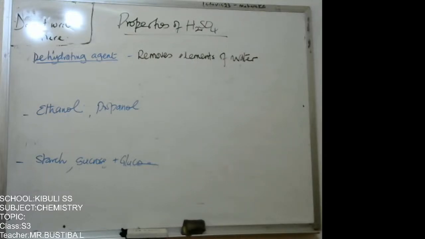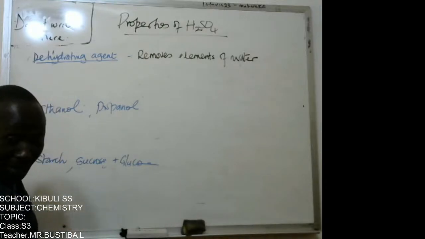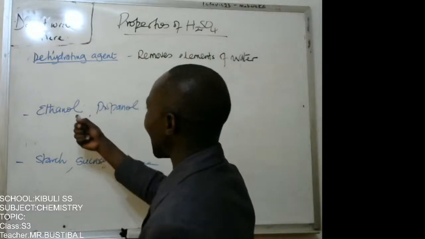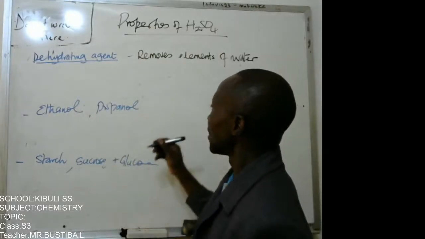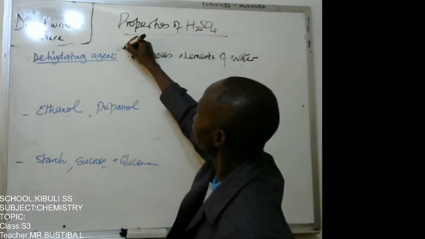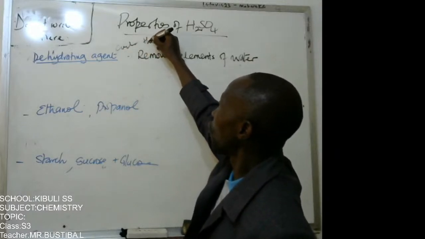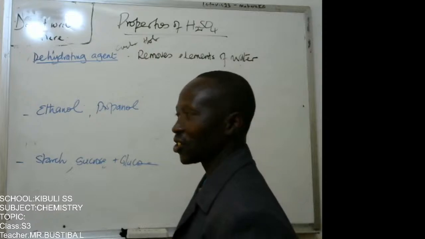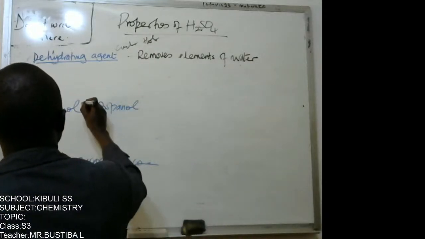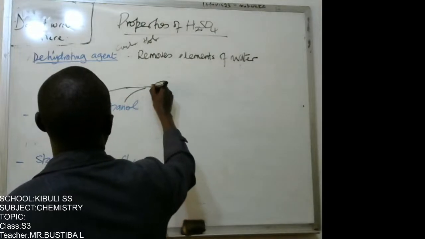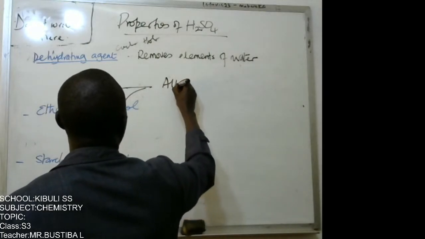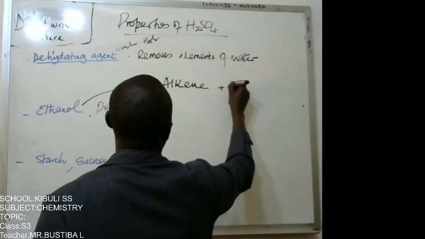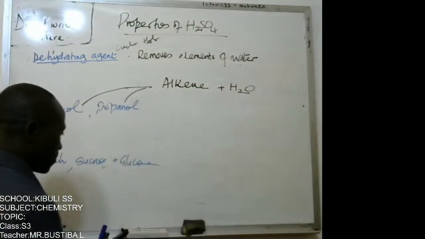Ethanol. State conditions under which ethanol reacts with sulfuric acid. Ethanol and propanol, you covered organic chemistry. State the conditions under which ethanol is going to react with sulfuric acid. The acid must be concentrated and the acid must be hot. Which temperature? 170 to 180. So what happens? Ethanol and propanol will have water being removed. So what do you end up with? You end up with an alkene, and elements of water will be removed.